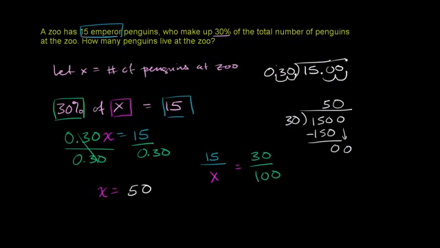And a really simple way of doing this is, look, to go from 30 to 15, you have to divide by 2 if you're going from the right to the left. So let's divide by 2 right over here. So x would be equal to 50. 15 over 50 is the same thing as 30 over 100. So the total number of penguins is 50.